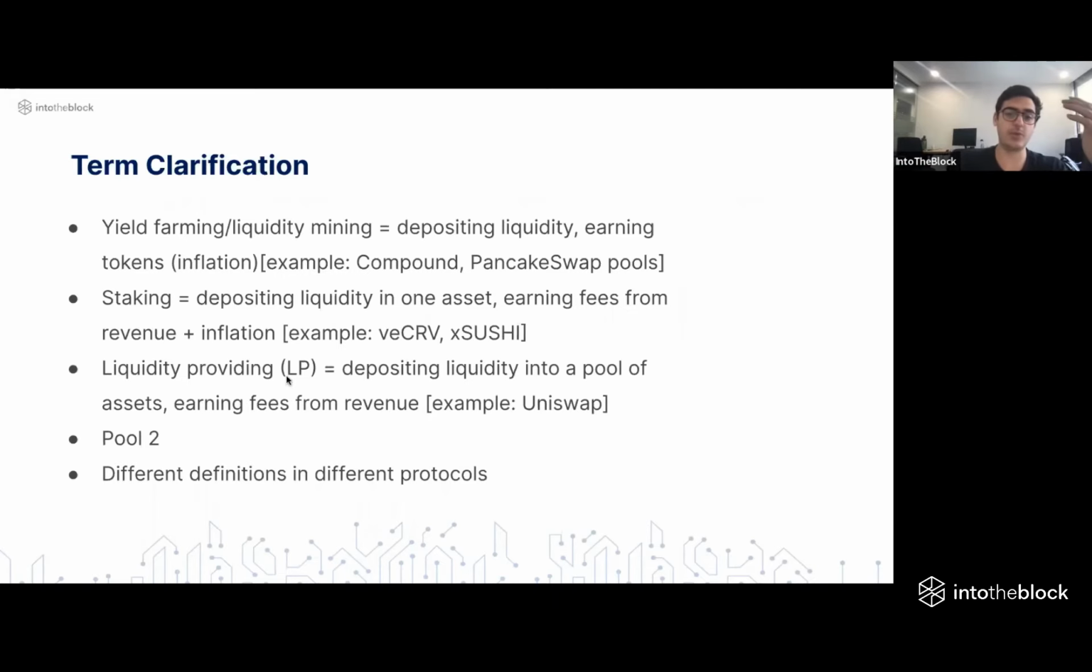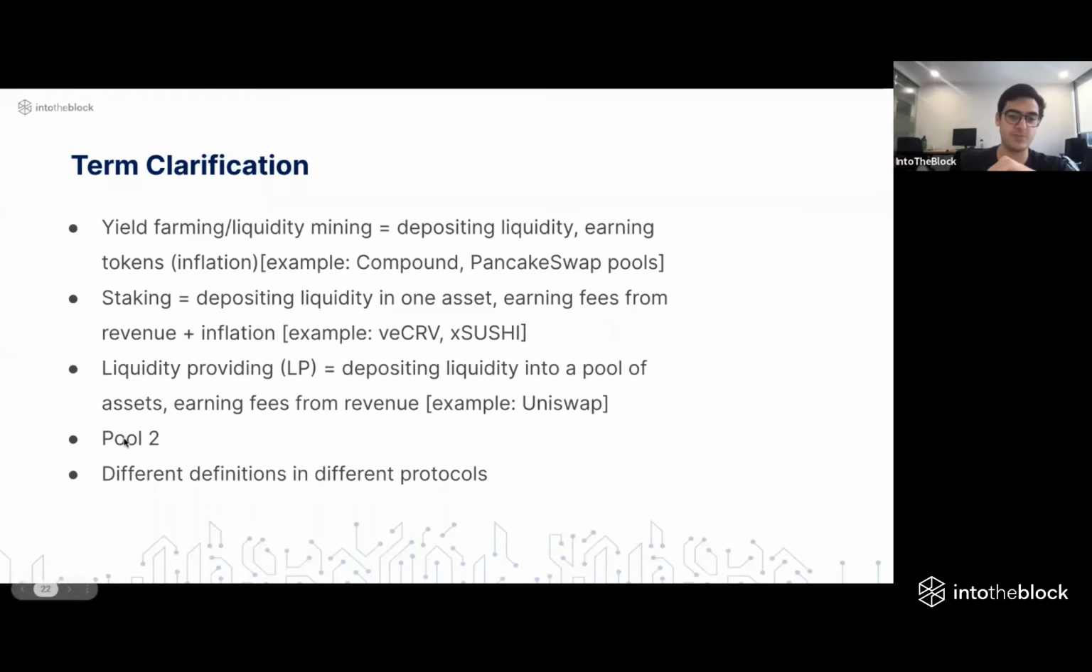Finally, there's liquidity providing, which is more simple. We call it LP in crypto for short. It's just depositing into a pool of assets, so rather than just one asset, it's really depositing liquidity into both sides and earning fees from the revenue. A good example is if you deposit Bitcoin and ETH into Uniswap, you get trading fees from traders that are using these pools.